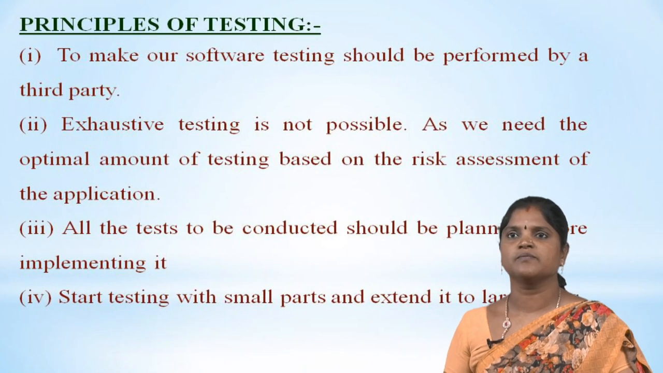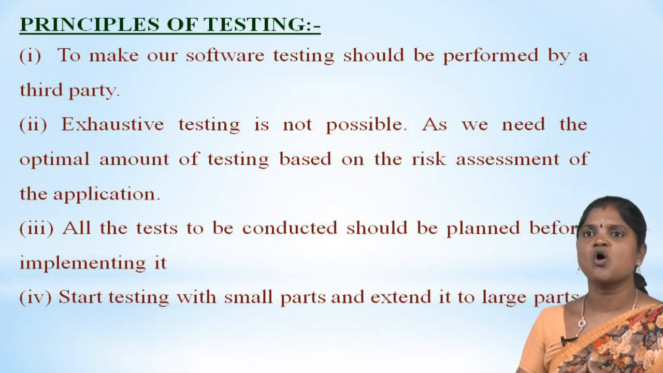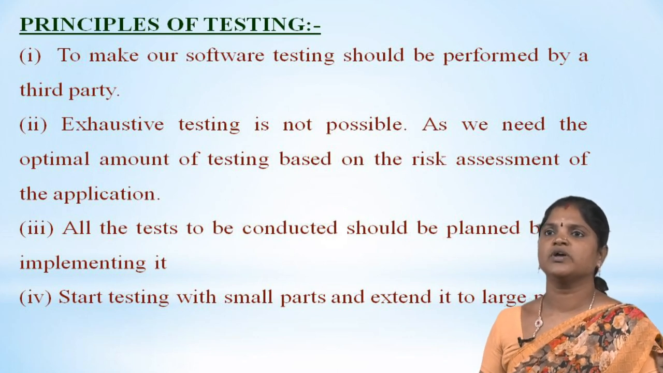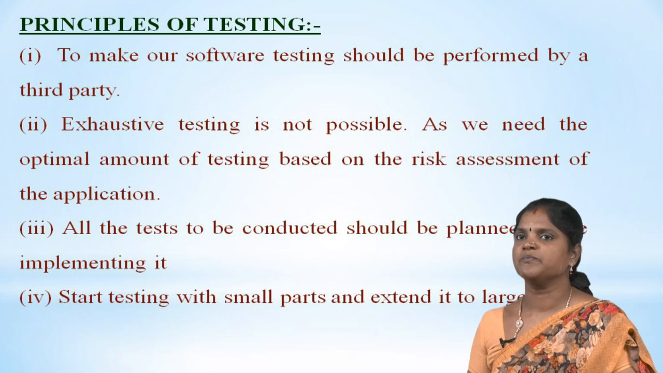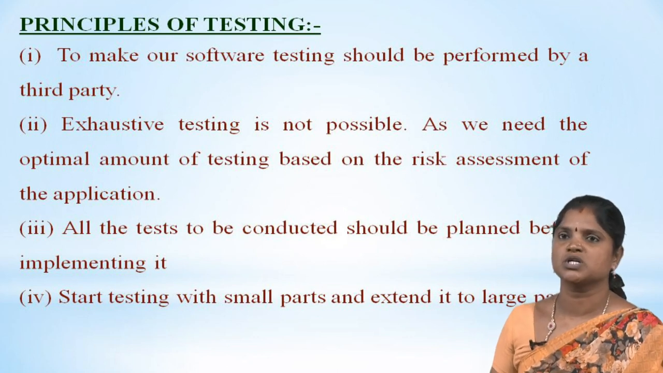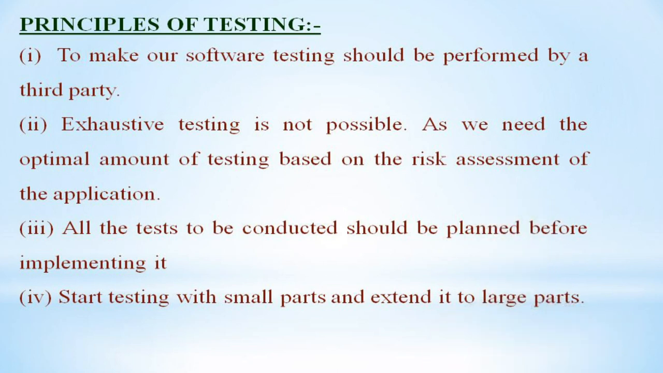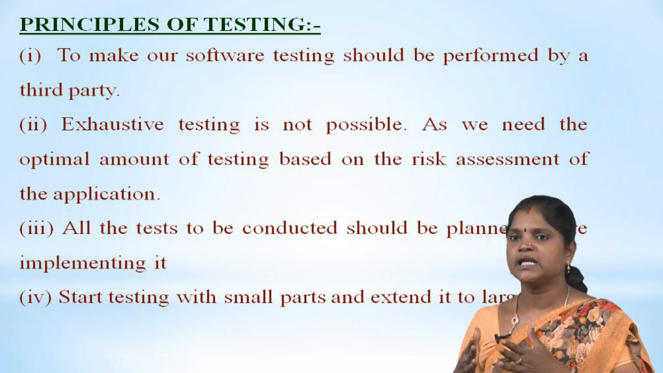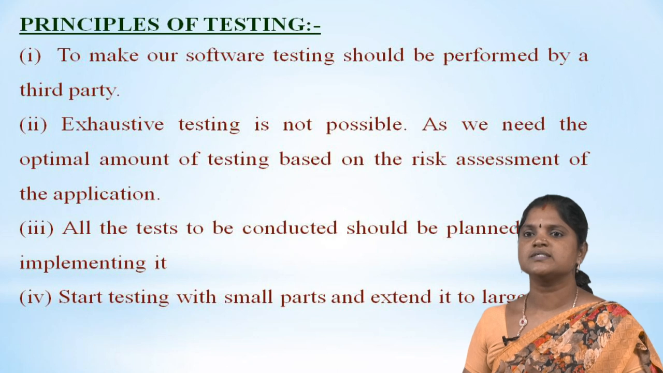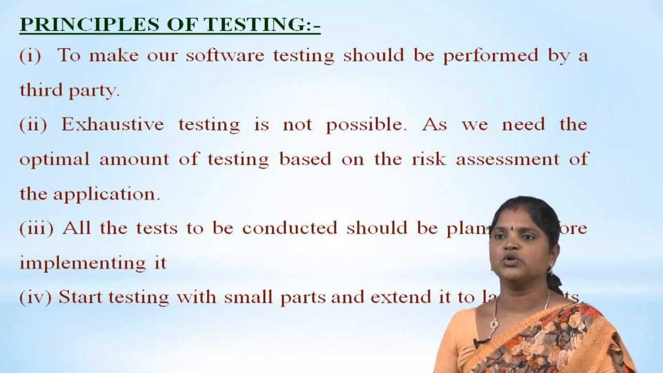What are the principles of testing? There are 6 principles. First, all the tests should meet the customer requirements. Second, testing should be performed by a third party. Third, exhaustive testing is not possible, so we need an optimal amount of testing based on the risk assessment of the application. Fourth, all the tests to be conducted should be planned before implementing them. Fifth, it follows the Pareto rule, that means the 80/20 rule, which states that 80% of errors come from 20% of program components. Sixth, start testing with small parts and extend it to larger parts.